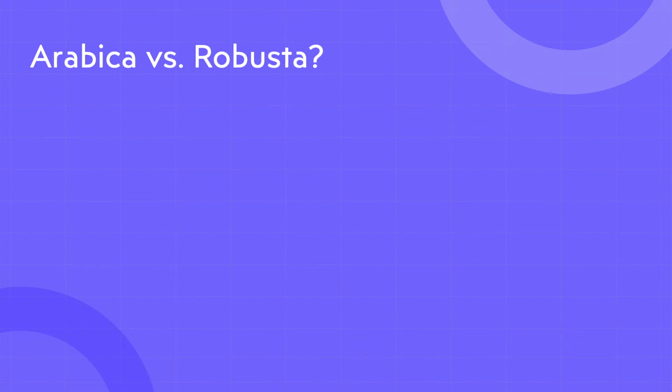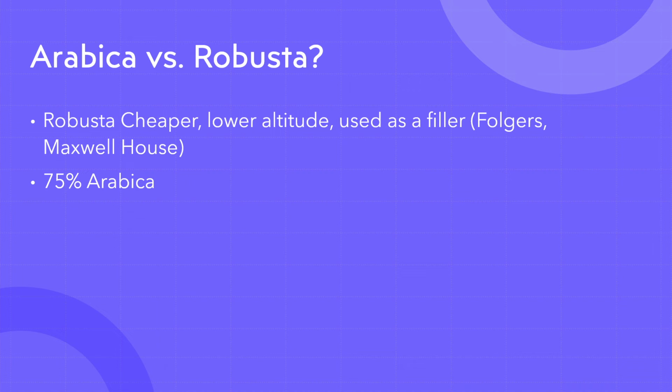Two types of beans. There is Arabica and there is Robusta. So what is the difference? Robusta is like the generic bean. It's grown at a lower altitude. You can pick the plant many more times per year. And it usually is kind of used like a filler a little bit. So everyone uses the Arabica, and then they mix in some of this filler, this Robusta coffee, to kind of save on cost. This is your Folgers, your Maxwell House, these kind of run-of-the-mill coffees.